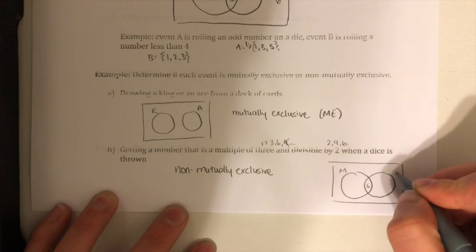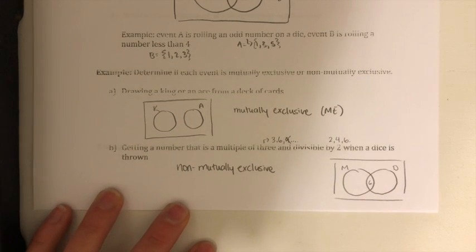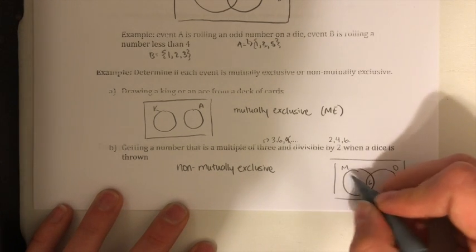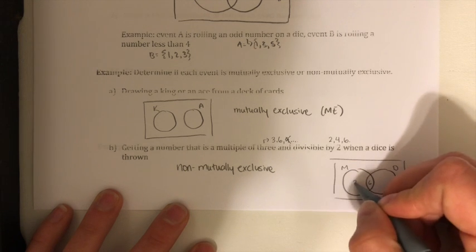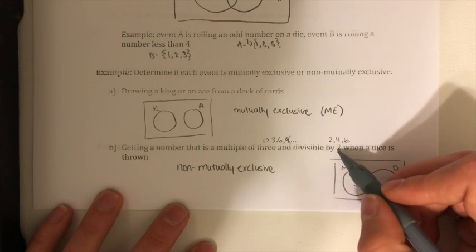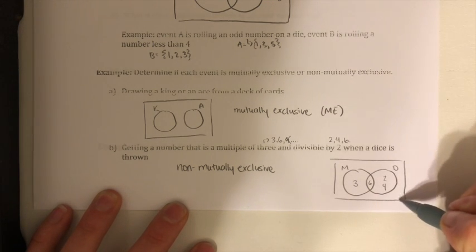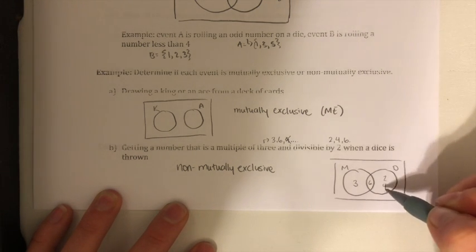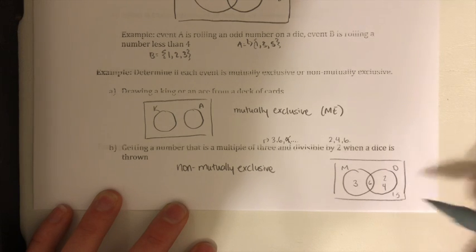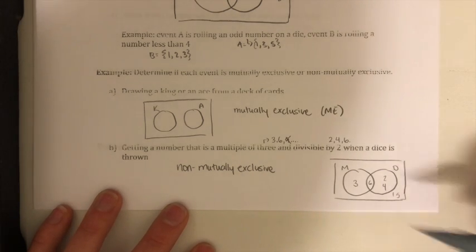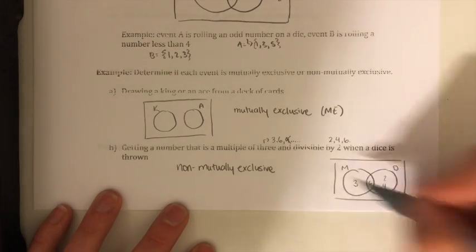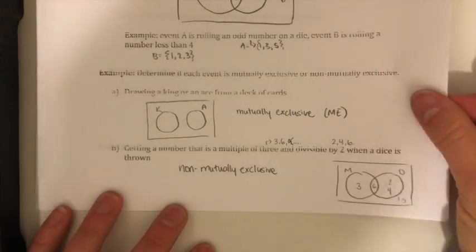So let's do multiple and divisible as our set names. Multiples of 3 are 3 and 6. Divisible by 2 are 2, 4, and 6. And then we could write the other 1 and 5 out in the universe. So that can help you. The Venn diagrams can help.